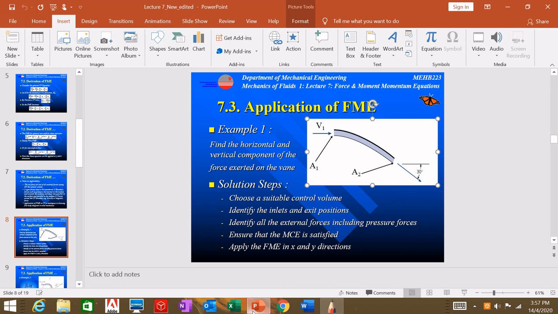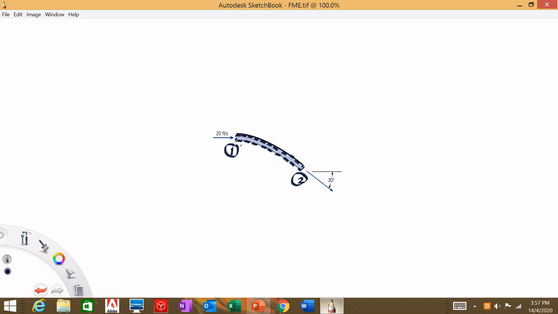Then identify all the external forces, including the pressure forces. Since this is a vane, it's open, so there is no pressure force. If it's a pipe, you should have a pressure force. As I mentioned in the previous slide, pressure force acts normal to the surface and towards the control volume.